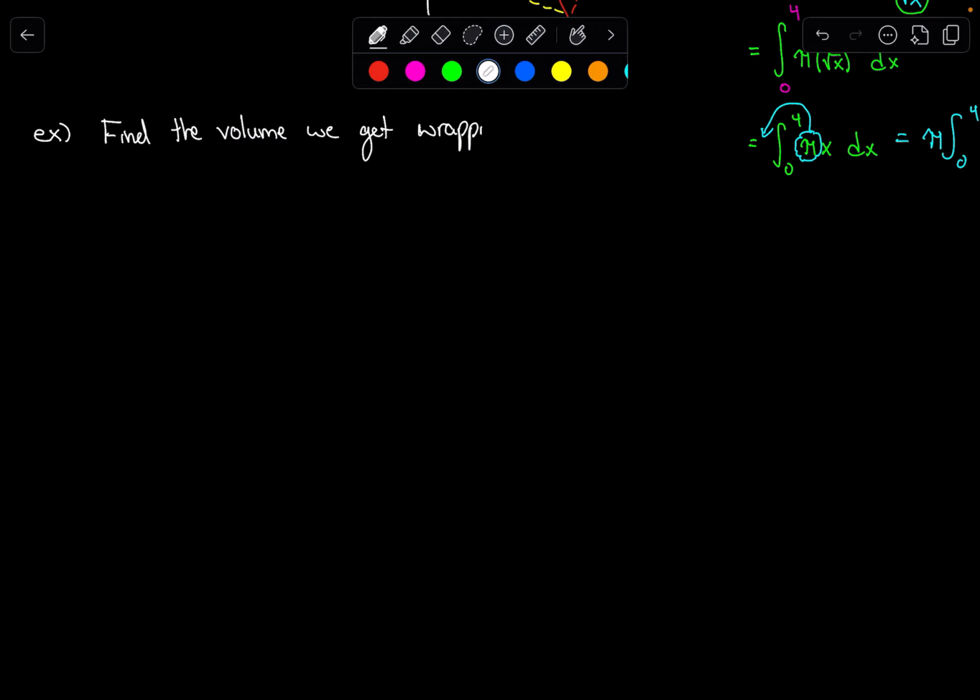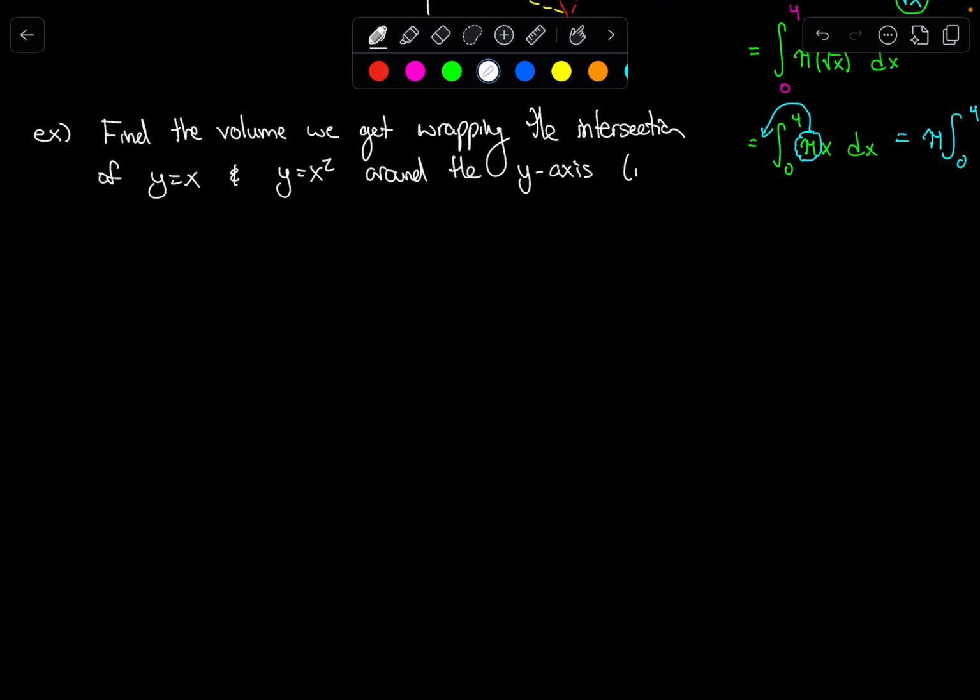wrapping the intersection of y is equal to x and y is equal to x squared around the y-axis. And I'm going to say in quadrant 1 again. That's what we want. So find the volume we get wrapping the intersection of y equals x and y equals x squared around the y-axis.